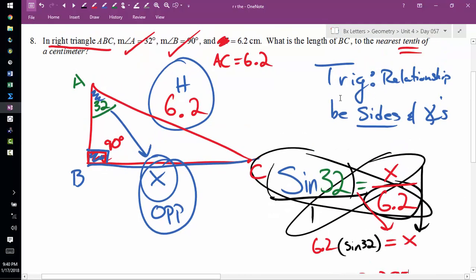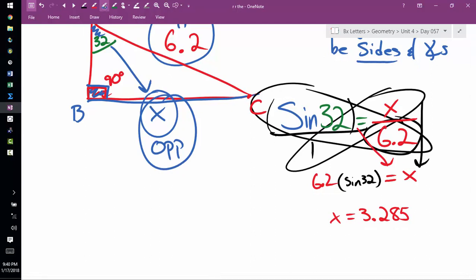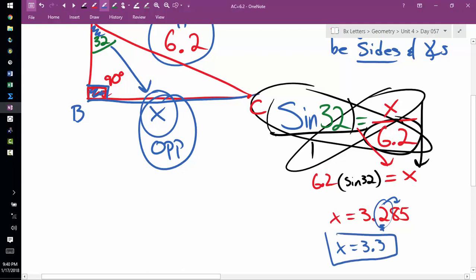And they wanted it to the nearest tenth. So I'm going to look at the tenth spot, and I'll look to the right because that's 5 or higher. I'm going to round it up to a nice 3.3. And that will be the length of BC.